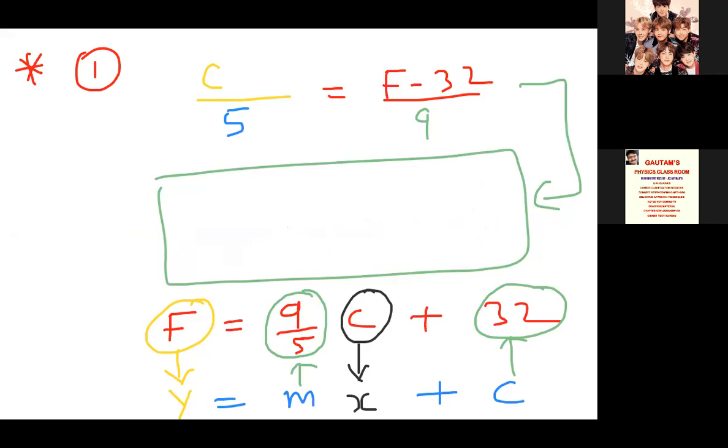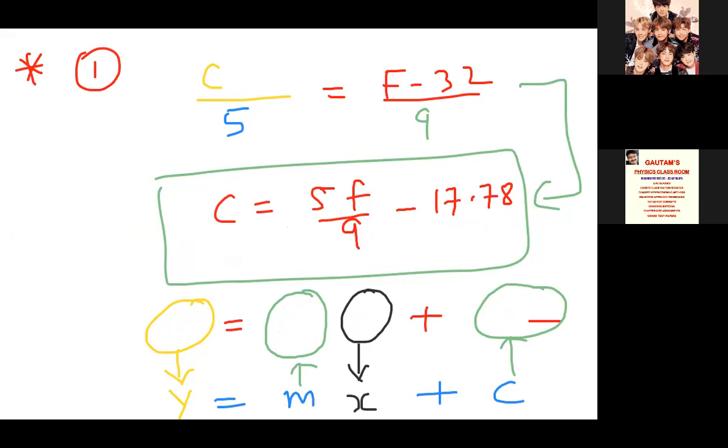Let me write the equation here. C is equal to 5F by 9 minus 5 into 32 by 9, that is 160 by 9, which is nothing but minus 17.78. I did nothing here, I just took the 5 to that side: 5 into (F minus 32) by 9. If I simplify, I can write C equals F by 9 minus 17.78. Let me change the terms here: C, the slope 5 by 9, F, and the minus sign.